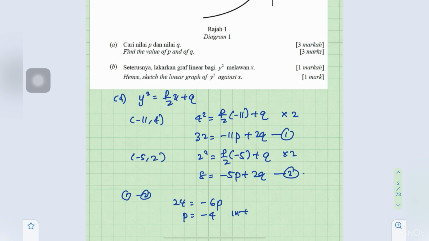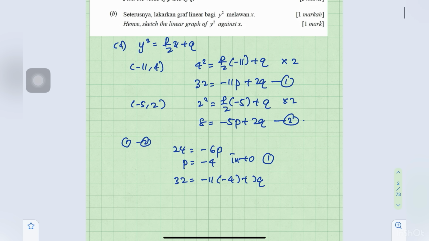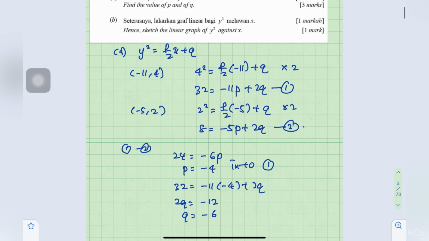Okay, so we can substitute into equation 1 or into 2, let's say into 1. So here 32 equals negative 11 times negative 4 plus 2q. So 2q equals 32 minus 44, negative 12, negative 12. So q equals negative 12 divided by 2 is negative 6. Okay, so we get p equals negative 4, q equals negative 6.